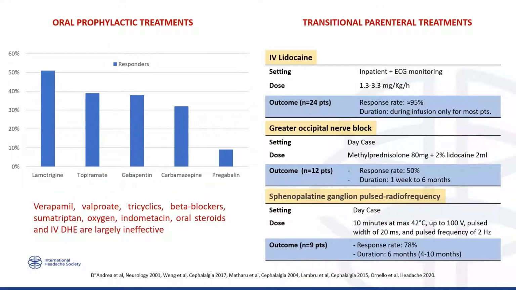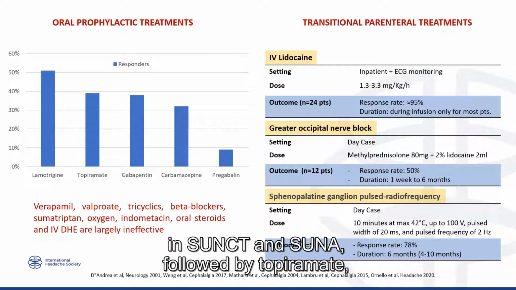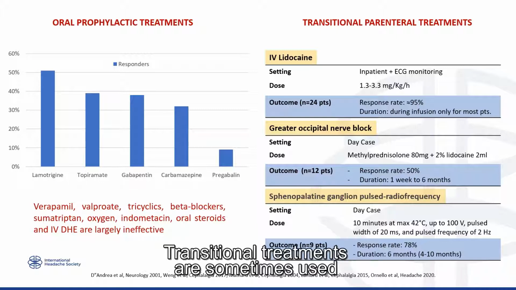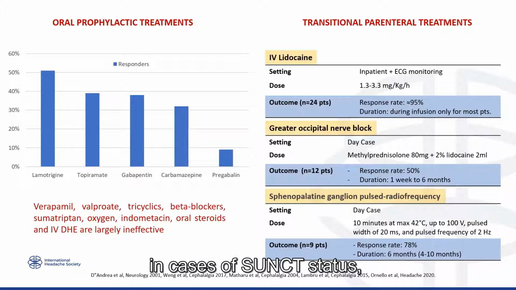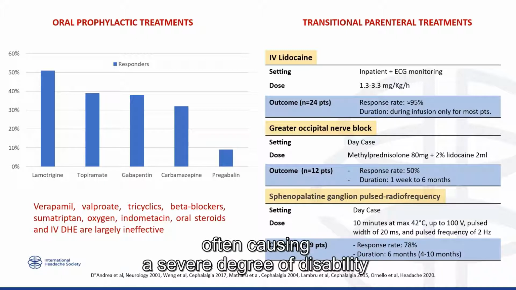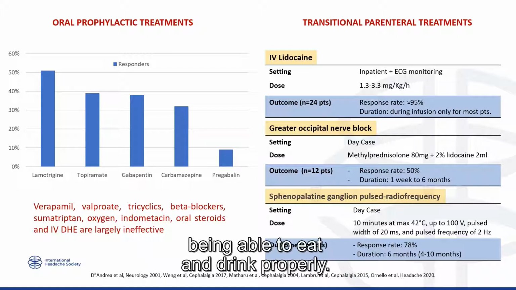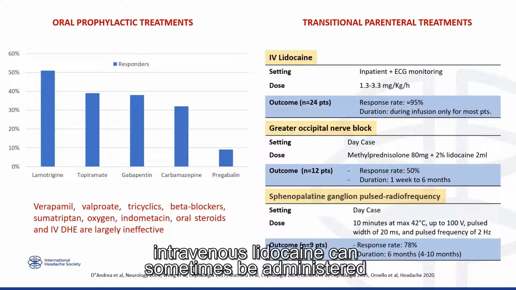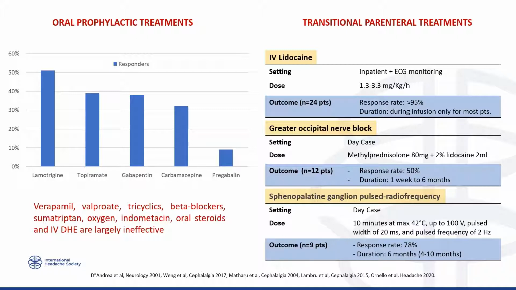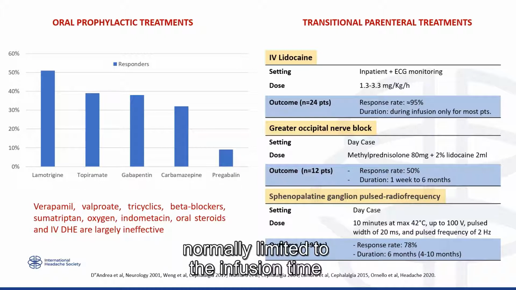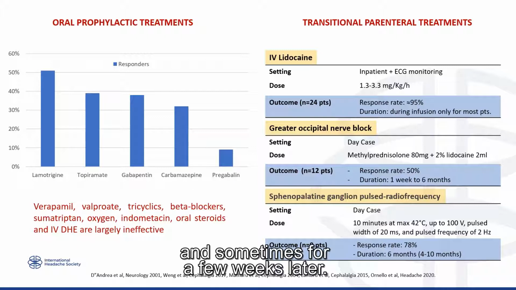The available evidence shows that lamotrigine is the preventive treatment of choice in SUNCT and SUNA, followed by topiramate, gabapentin, carbamazepine, and probably oxcarbazepine. Transitional treatments are sometimes used in case of SUNCT status, where the SUNCT attacks occur relentlessly without any breaks, often causing severe degree of disability by preventing patients to eat and drink properly. To try and break this pain cycle, intravenous lidocaine can be sometimes administered as an inpatient with ECG monitoring, and is considered one of the best treatments in these cases, although the duration of the beneficial effect is normally limited to the infusion time and sometimes for a few weeks later.